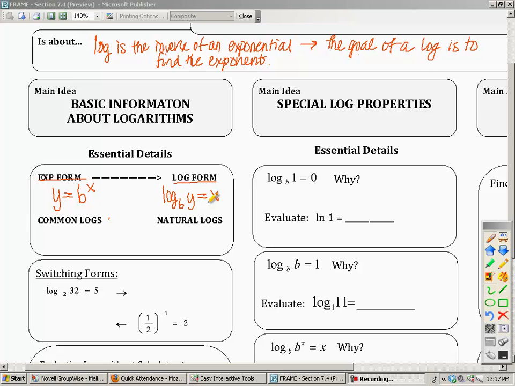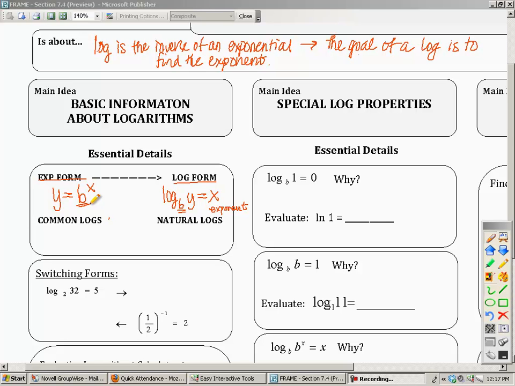I want you to keep in mind that x is always the exponent on its own, because the goal of a log is to find the exponent. And the base has to be the same in both forms. I'm going to show you a method for doing it. We call it the loop-de-loop method, but I'm going to show you that in a second.